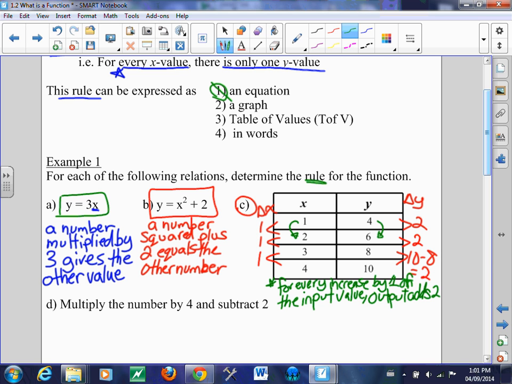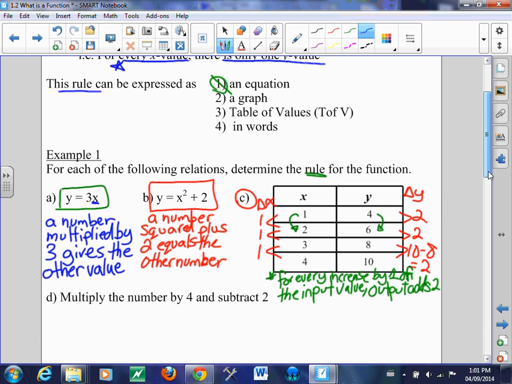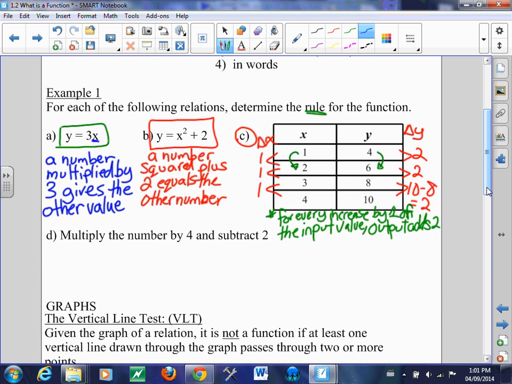It's one way to do it. However, whenever I get a table of values, I like writing the equation as a rule. Hopefully you can remember from grade 9, we want to end up with y equals mx plus b. And we can get some information from the graph.